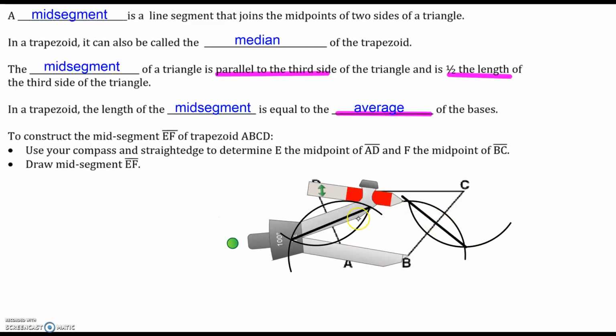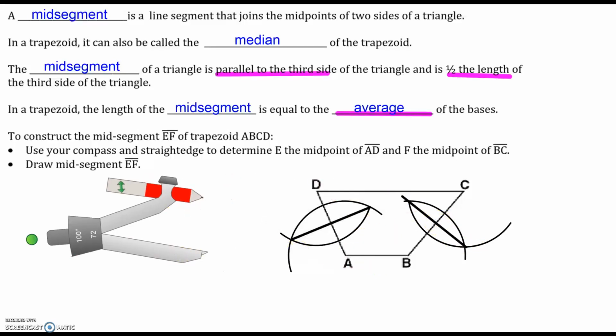And then taking those two midpoints there and connecting them to one another. So that gets you the midsegment. In a trapezoid, it's also known as a median, but we're going to say midsegment from here on out. And it does say to label this one EF.